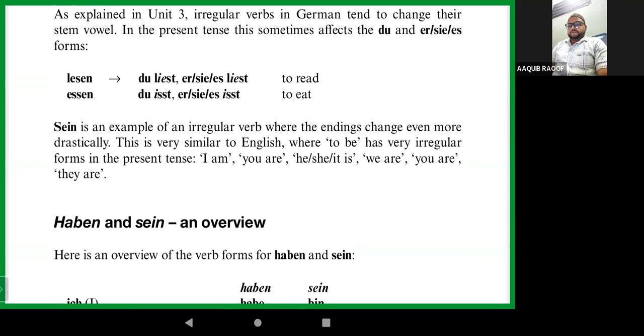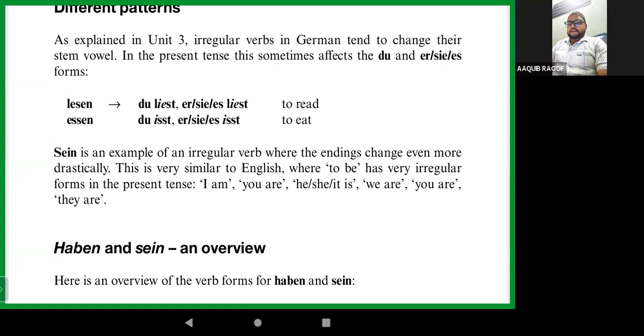Now let's check. Lesen, to read. Du liest. Er, sie, es liest. Essen, to eat. Du isst. Er, sie, and es isst. He eats, she eats, it eats.